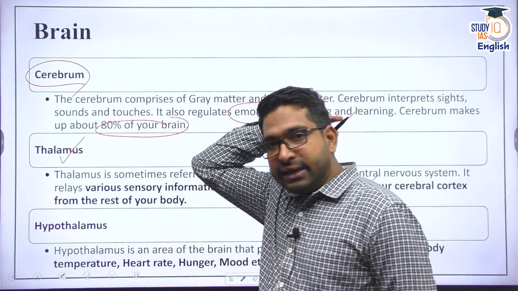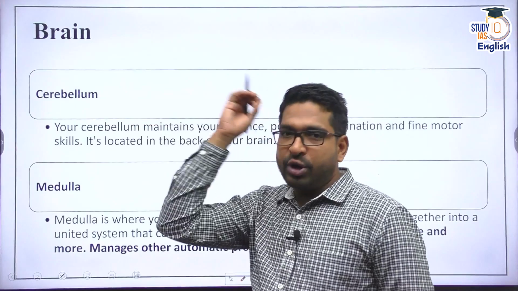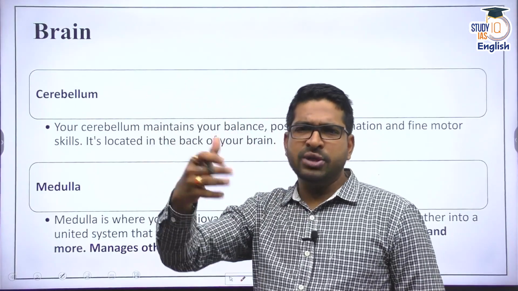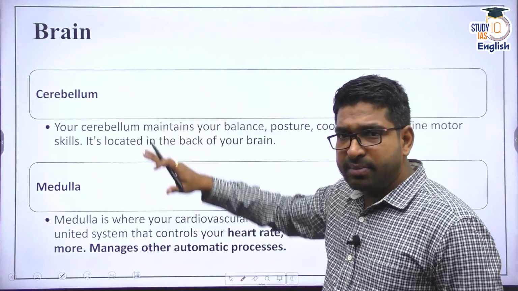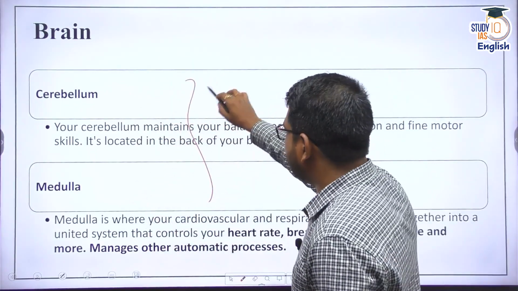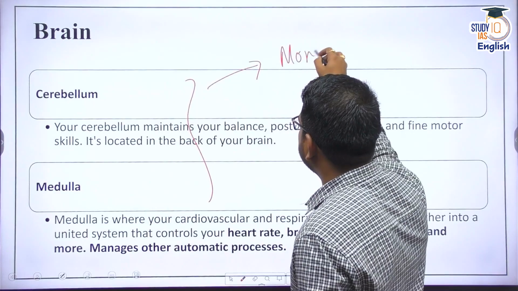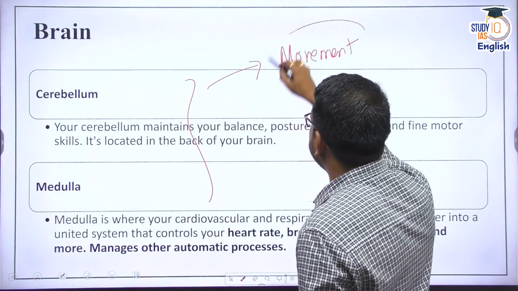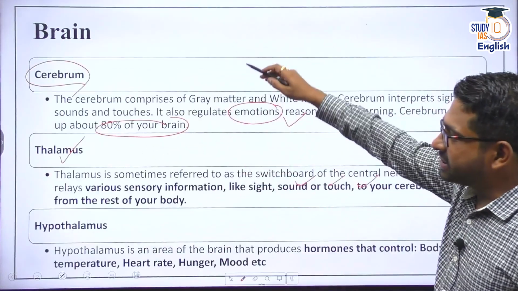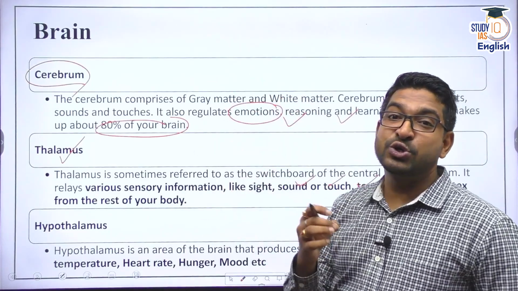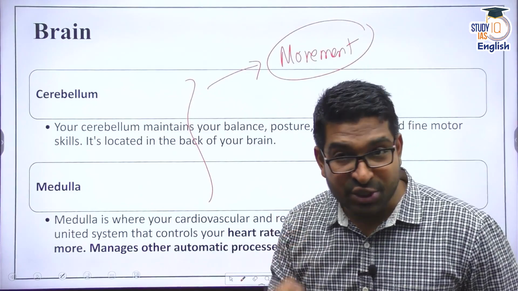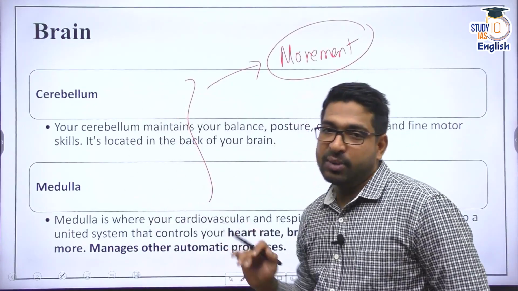Apart from that, in our hindbrain we have three important parts. There is pons, there is cerebellum, and medulla oblongata. Cerebellum and medulla, these two are very important for movement. Since we are talking about control and coordination, I can say that cerebrum, thalamus, and hypothalamus are mainly responsible for control, and for coordination, cerebellum and medulla oblongata.